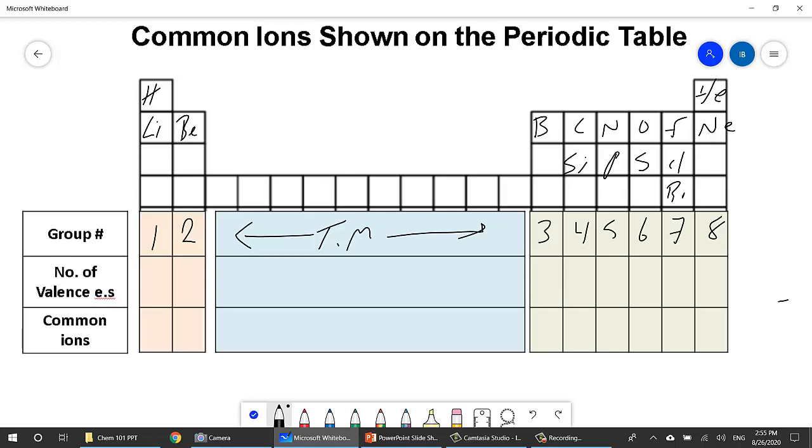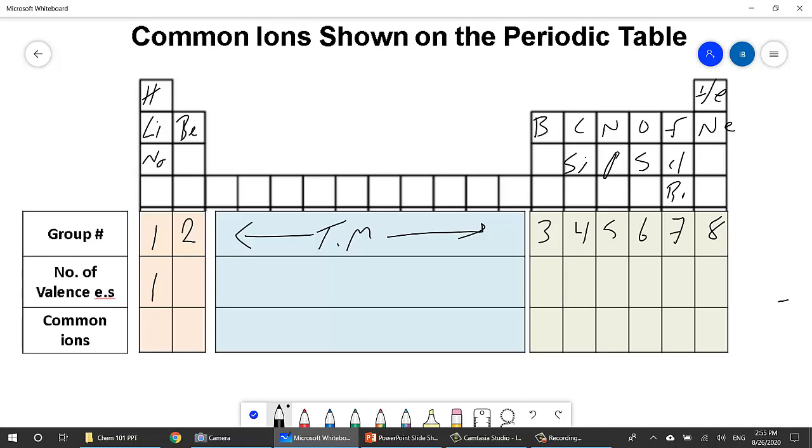So now the main group elements, the group 1, 2, 3, 4, 5, 6, all the way to 8. You will learn that the number of valence electrons, which are the electrons in the valence shell, in group 1, they are all 1. So there is 1 electron for hydrogen, 1 electron for lithium.